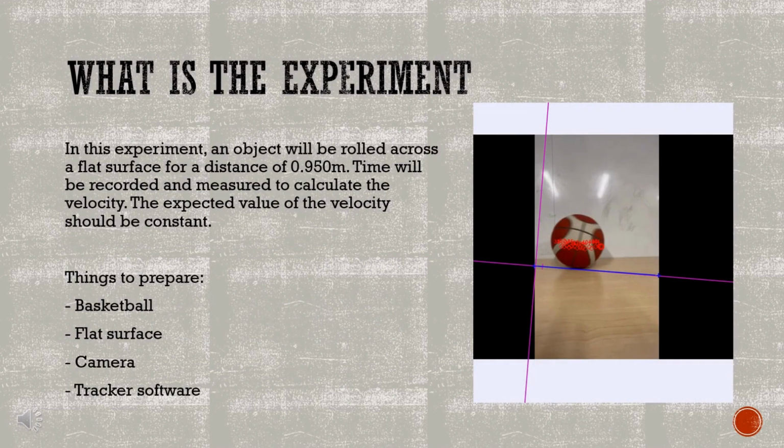For this experiment, we're going to be using a basketball, a flat surface, a camera, and the tracker software. How this is going to work is we're going to have the basketball roll across a flat surface for a distance of 0.95 meters. The time will be taken throughout the experiment to calculate the velocity. The expected velocity should be constant.